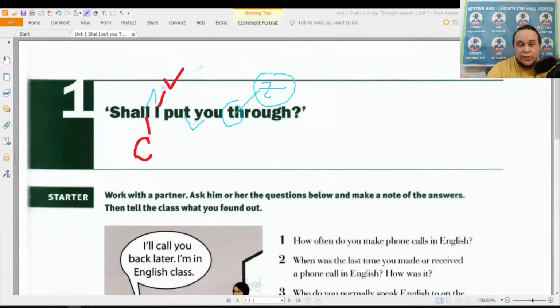So can I transfer you? Is that okay as well? Obviously. But shall I put you through? It will be something more polite. Since you're talking to a customer, you are referring to this customer in a polite way. So shall I put you through? That is today's lesson, Unit 1.